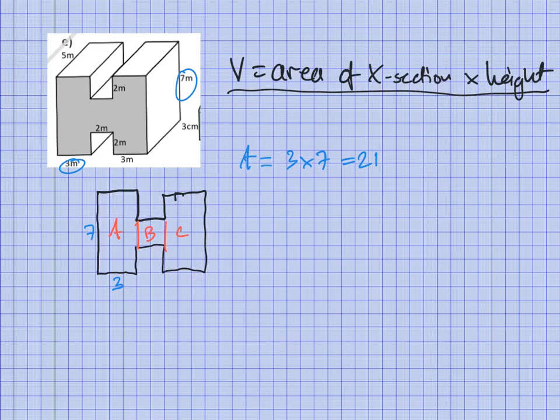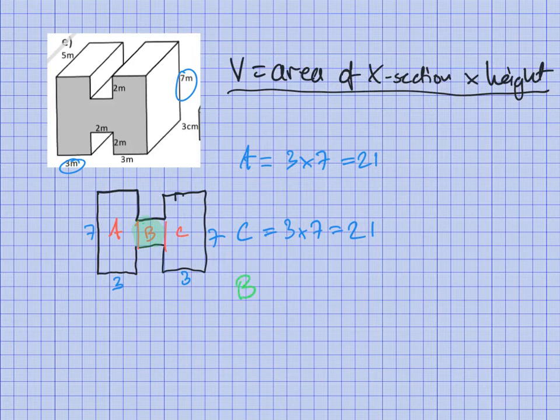Okay, C is easy to do as well. For C, we've got the same shape. It's 3 times 7. And 3 times 7 is still 21. Right, that leaves us with B to calculate. That's this bit in the middle here. Okay, so we've just got to find that little space.